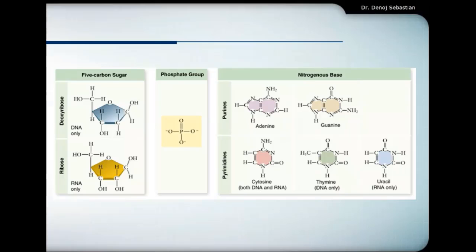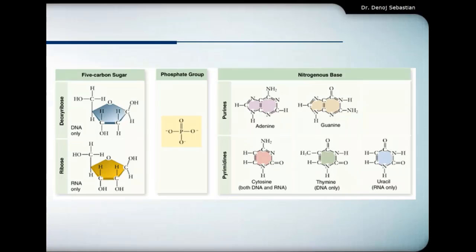Now, when we come to the nitrogenous bases, we have purines and pyrimidines. Purines are double-ringed structures: adenine and guanine are the two double-ringed nitrogenous bases used in nucleic acids. And we have single-ringed structures of the nitrogenous bases: cytosine, thymine, and uracil. And you already know that one.